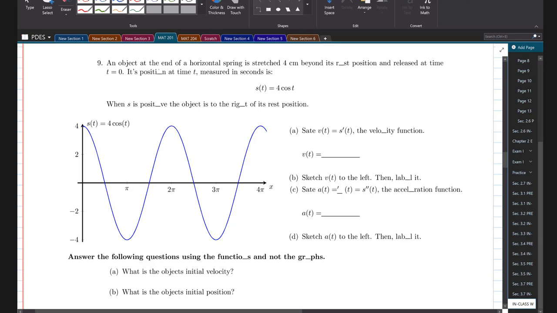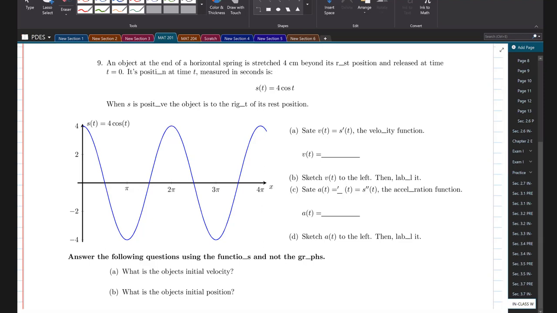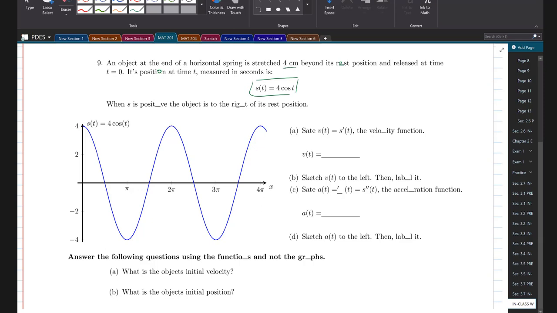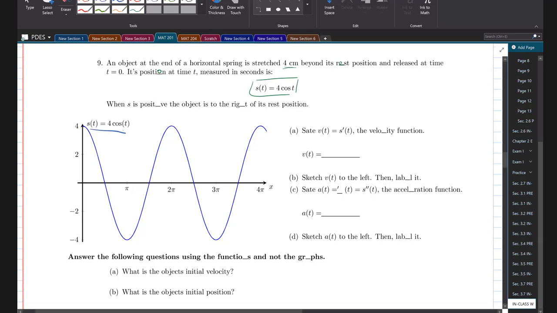An object at the end of a horizontal spring sits 4 centimeters beyond its rest position and is released at time 0. Its position function is given by this function right here, s of t, which I've graphed in blue. Let's go ahead and label that. It's labeled right here, s of t. Great.